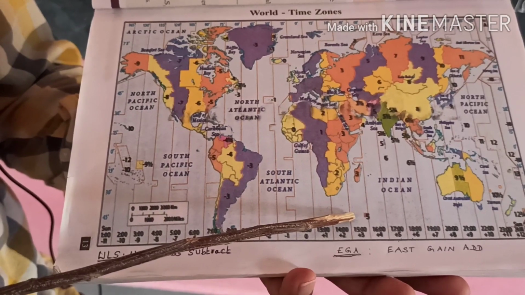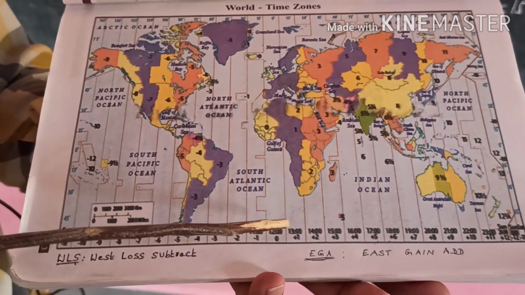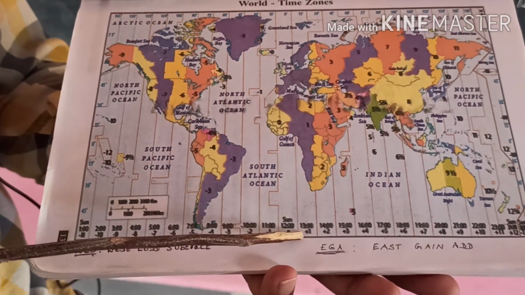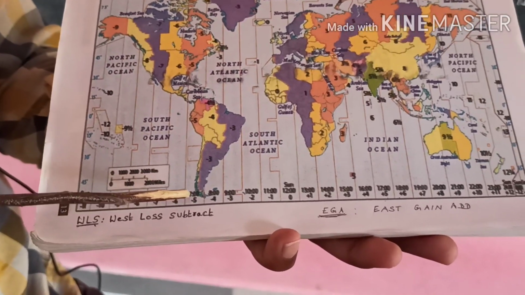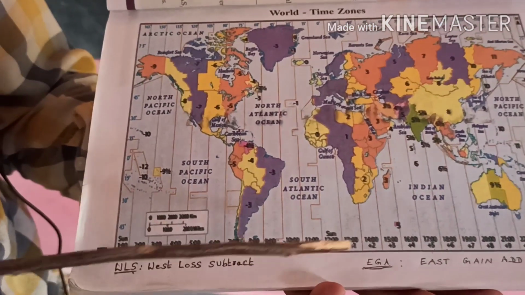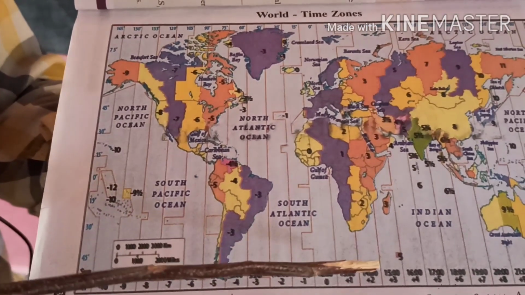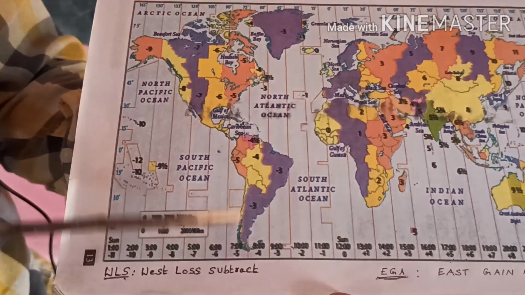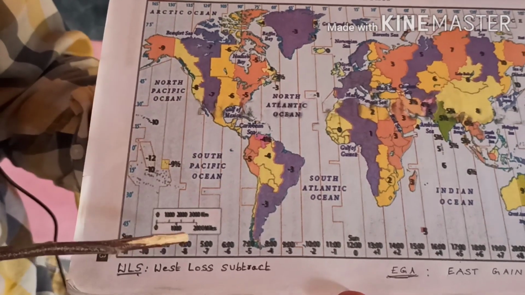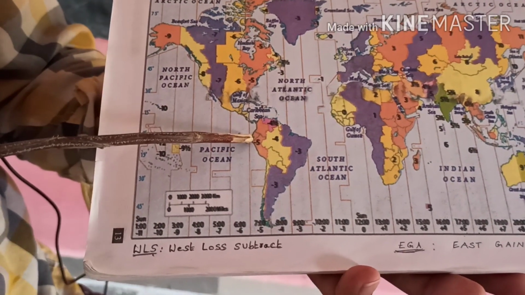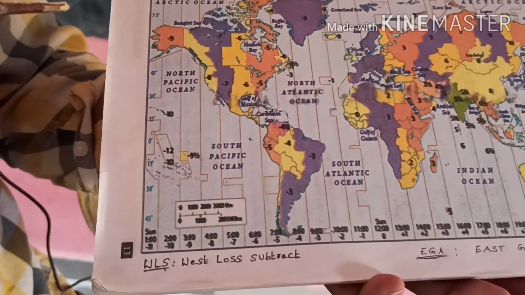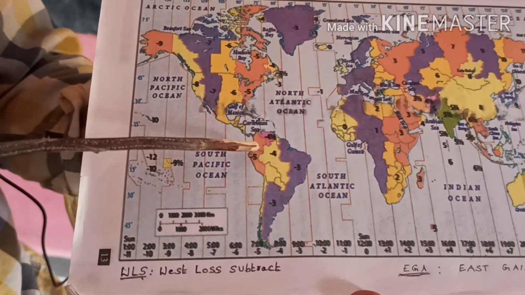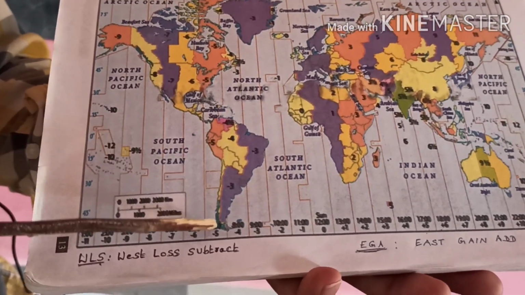Let me explain this with one more example. When the time is 12 p.m. at 0 time zone, what would be the time at minus 5 time zone? Peru is located at minus 5 time zone.